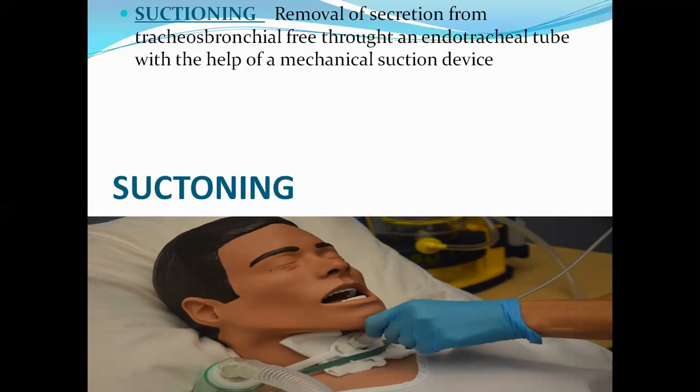So why do we have to perform this suctioning? When we open the trachea, secretions come out, and at that time we have to remove the secretions from the tracheobronchial tree. How do we perform this suctioning? It is performed through an endotracheal tube with the help of a mechanical suction device. In this way we perform the suctioning, and we remove the secretions that come out when we make the artificial opening in the trachea.